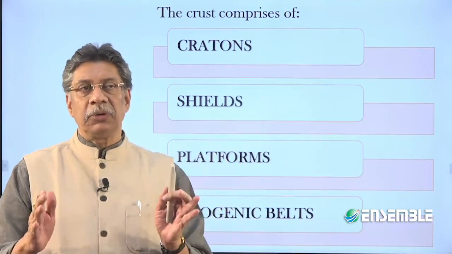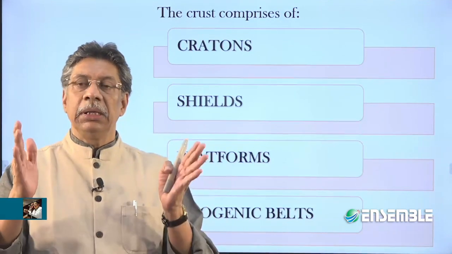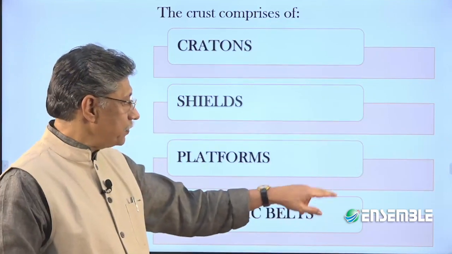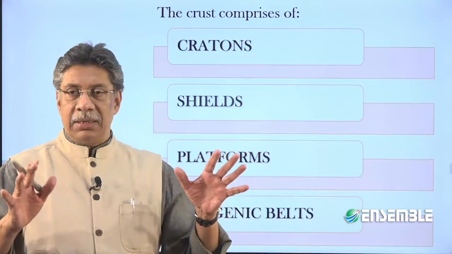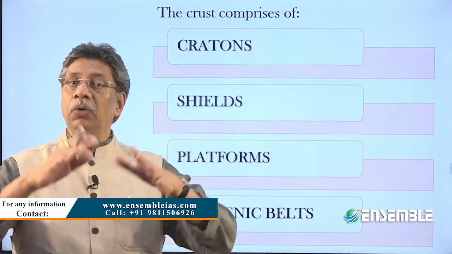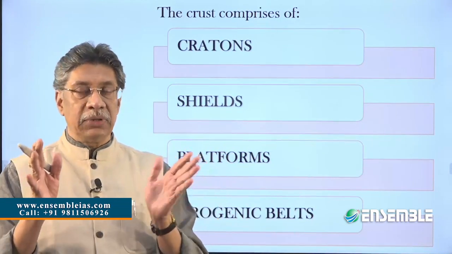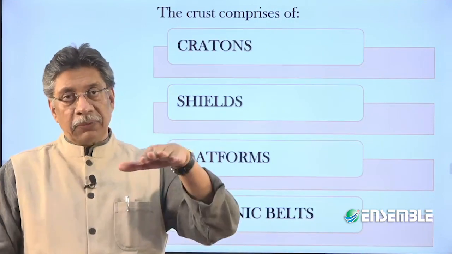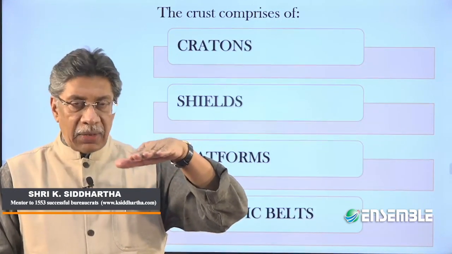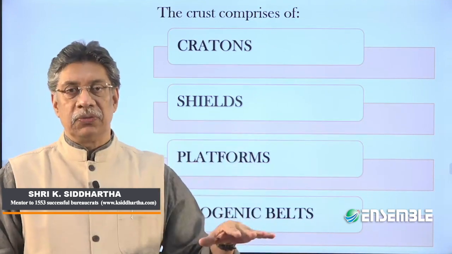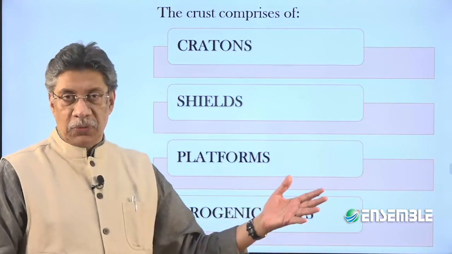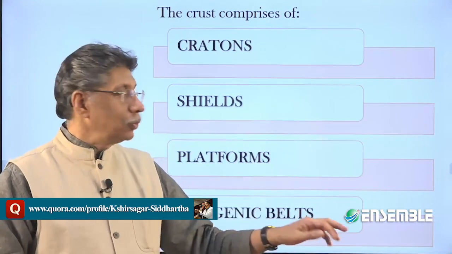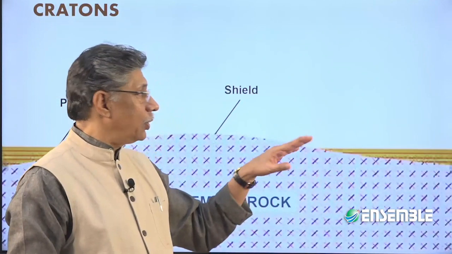Cratons, shields, platforms and orogenic belts, these four form the basic character of any of the continents. Craton is the nuclei around which all of the continents have developed. Shields are the exposed portions of the craton. Platforms are those which have a thin layer of sediments over them. And orogenic belts, of course it's a technical word, but a much more commonly used word is mountain belt.